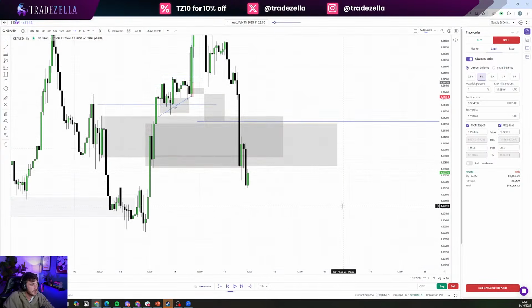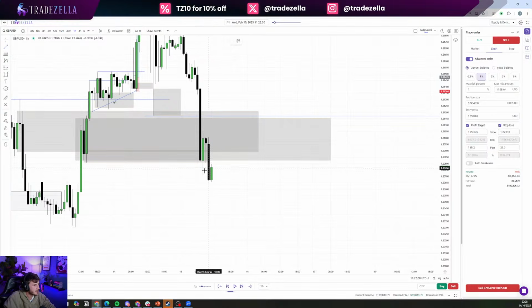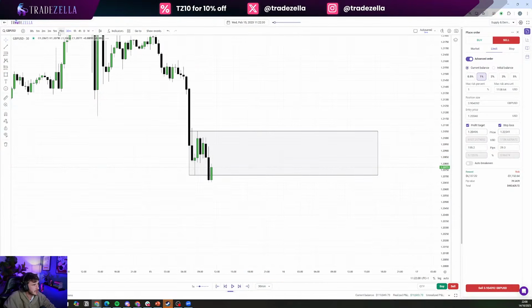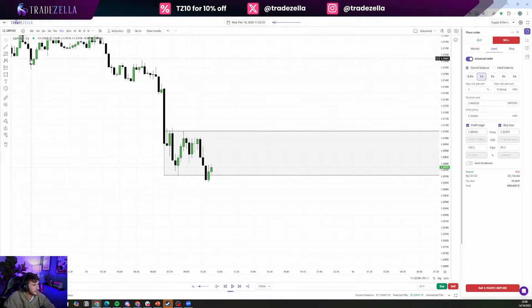Okay, so the body of the candle ends up aggressively closing below this low right here. So we've got this breaker structure right here. I'm just going to clear this chart because it's getting a bit messy. Right, this is our area of supply at the moment. We broke this low, so we could possibly look for some kind of trade out of this.